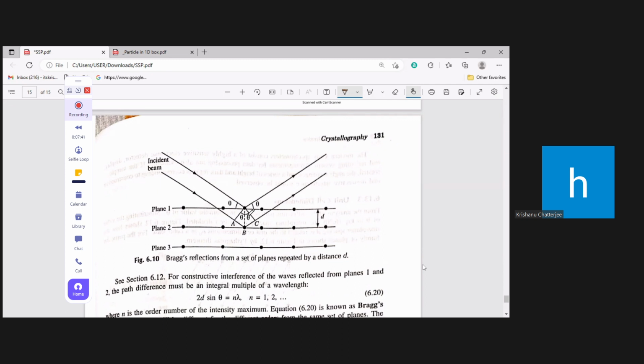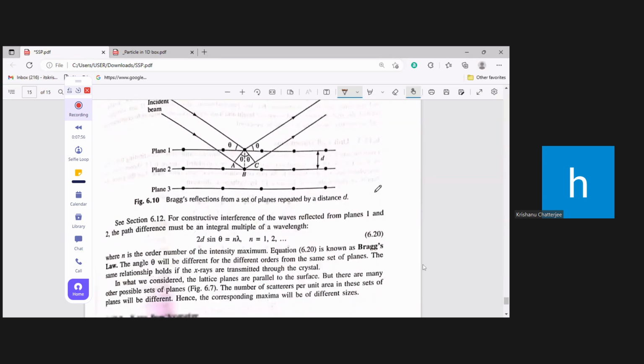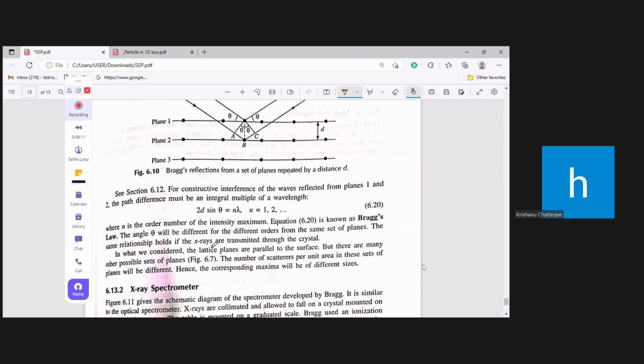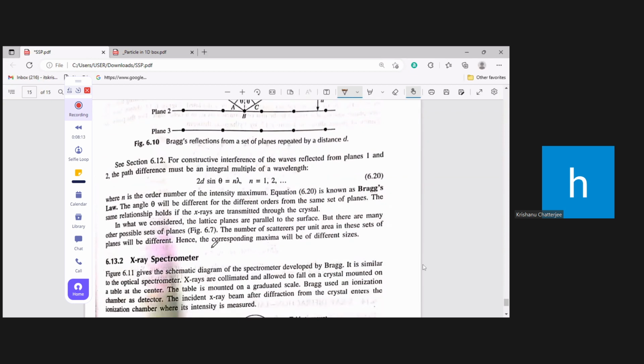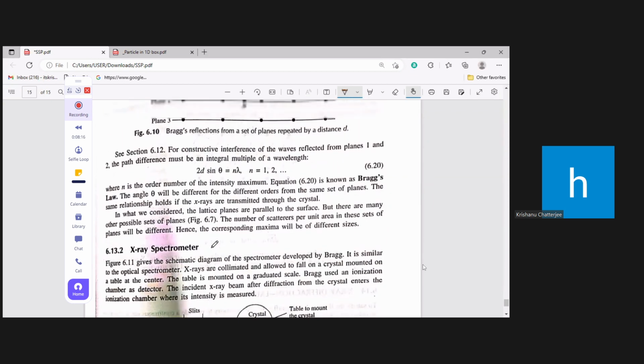I will teach interference again a little, but you know, for constructive interference, the path difference should be an integral multiple of lambda, the wavelength, right? So hence, the path difference, which is 2D sine theta, should be equal to n lambda. So this is what we call Bragg's law. This equation is said to be Bragg's law. Is this clear? Understood? Any question?